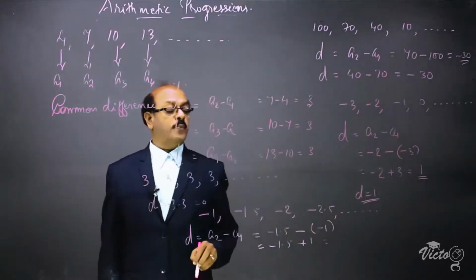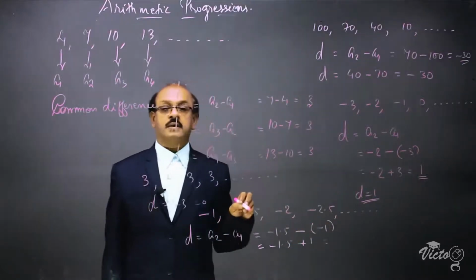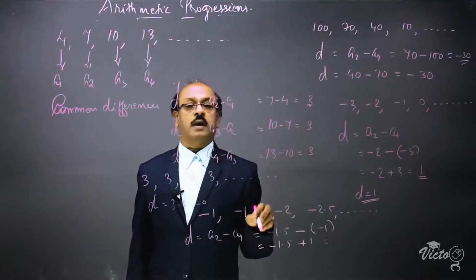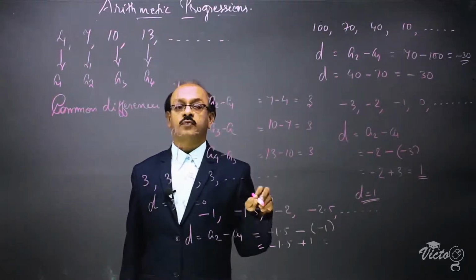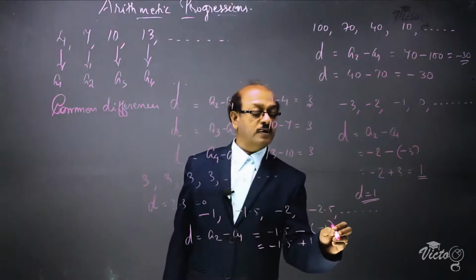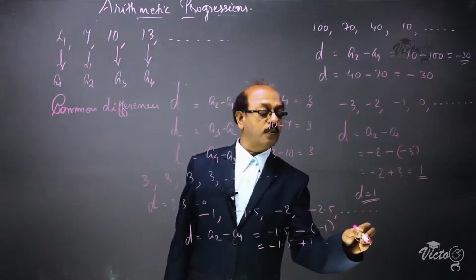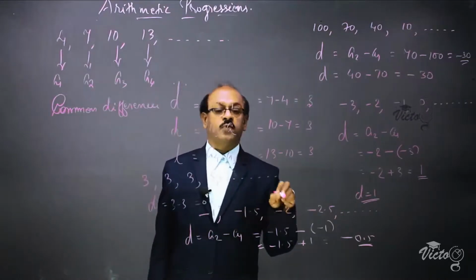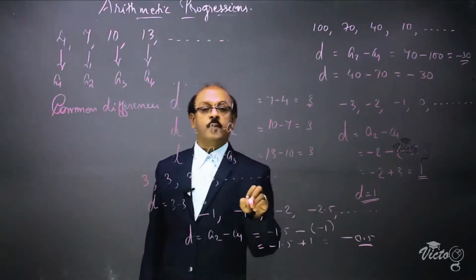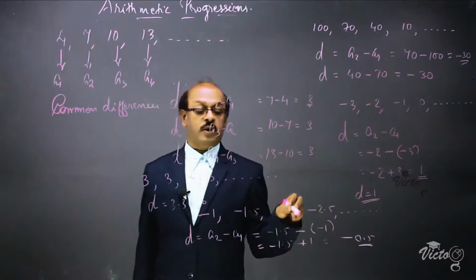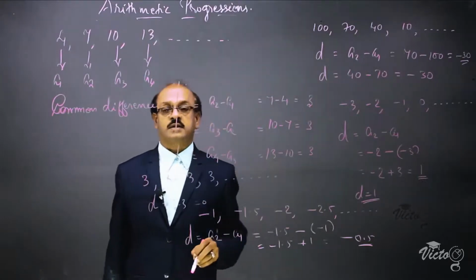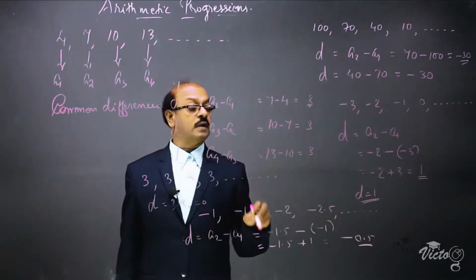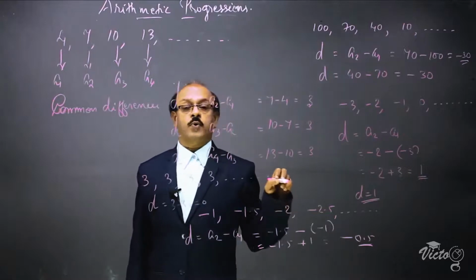Here minus 1.5 plus 1, we are subtracting the smaller number from the larger number and giving the sign of the larger number. So we are getting negative 0.5 as the common difference here. We are subtracting 1 from 1.5, we will get 0.5, and the sign of the larger number is negative. So the common difference here is negative 0.5.